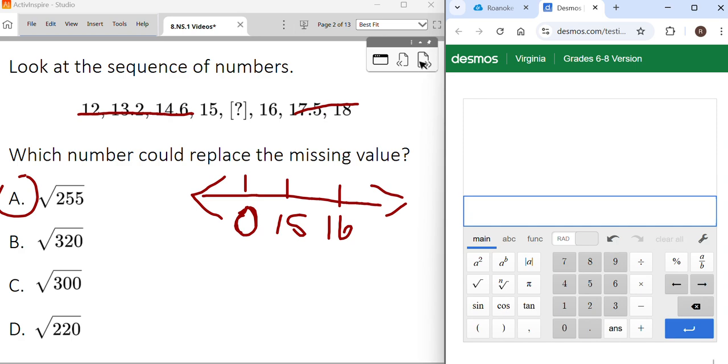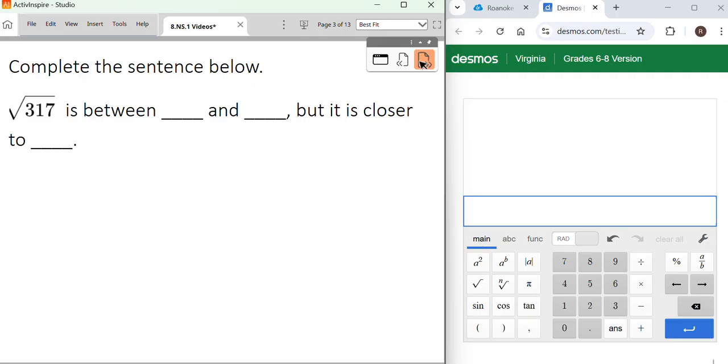Let's go on to the next one. Complete the sentence below. The square root of 317 is between blank and blank, but it's closer to blank. Again, I type in SQRT or square root of 317. I look at the decimal, 17.8, and so on.